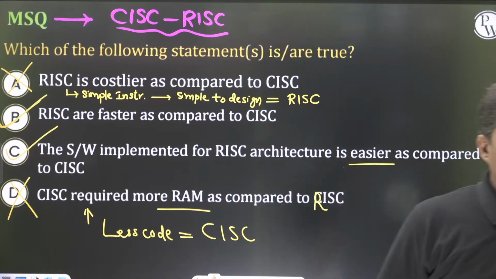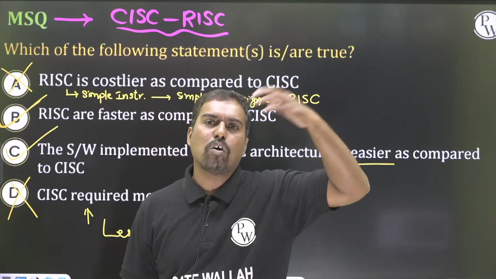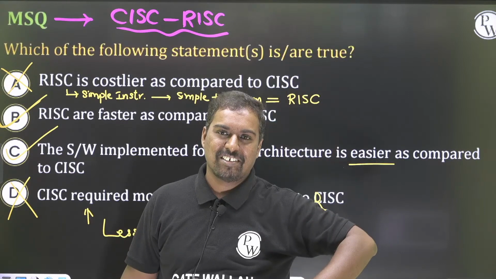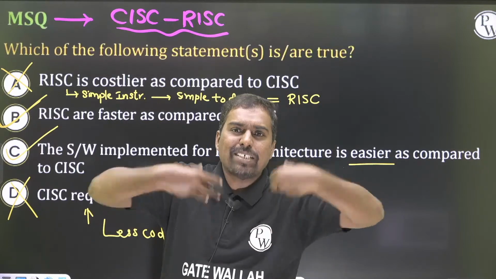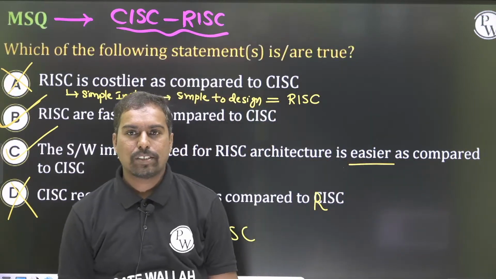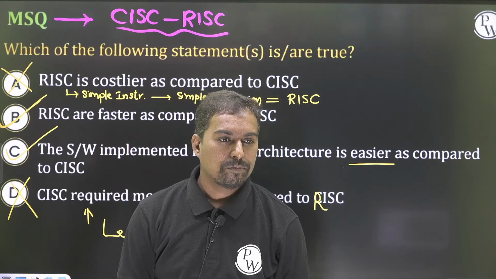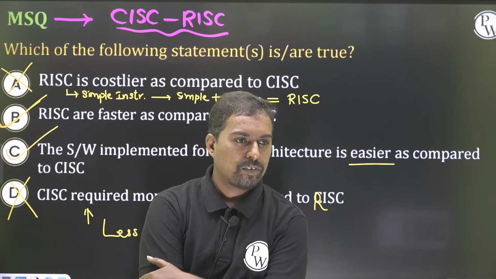CISC requires less RAM compared to RISC, because RISC has a larger set of instructions. When complexity is less, you have to express that operation with multiple types of instructions. Understood? Understood all of you, Divyateja?